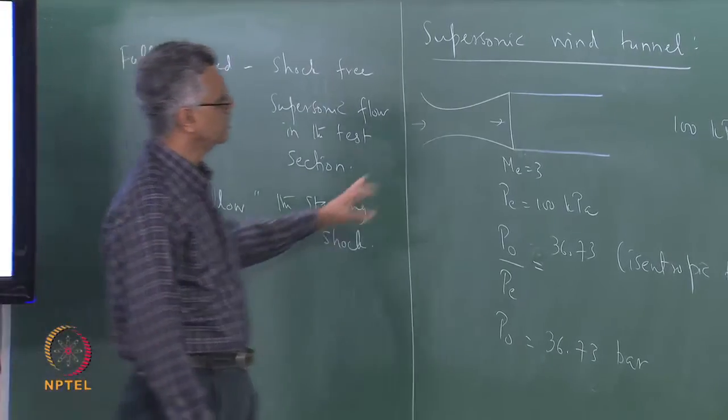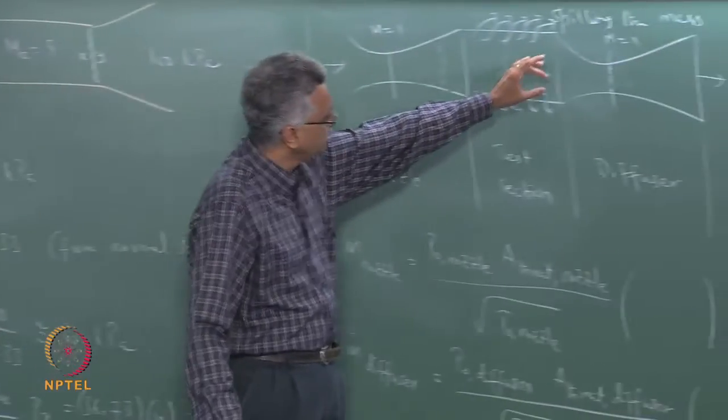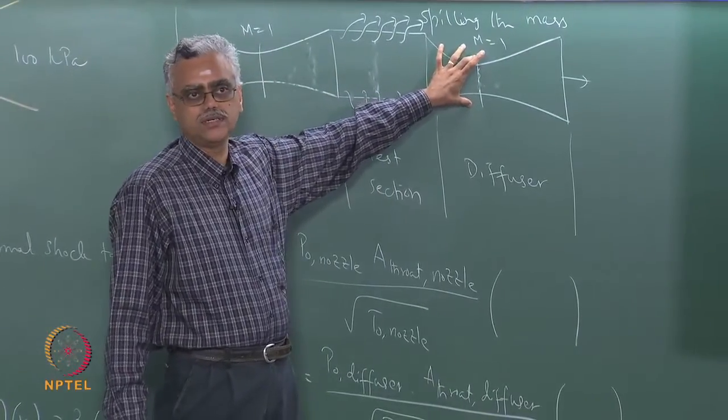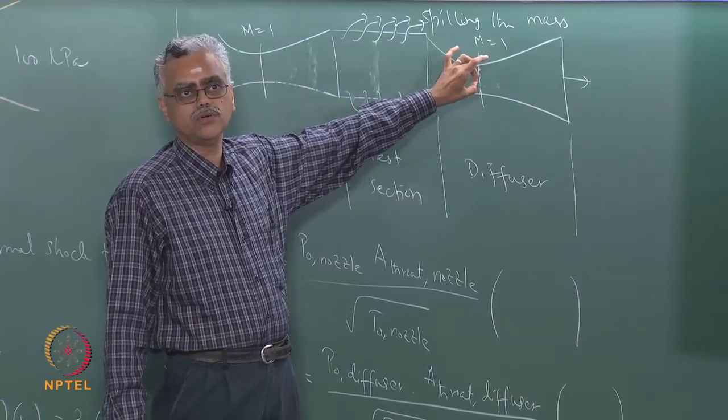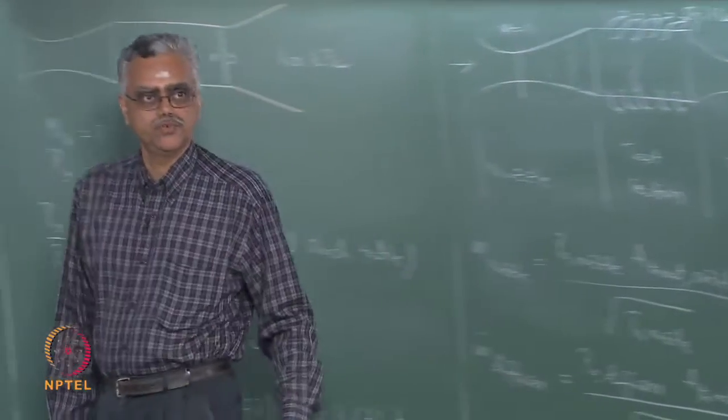What we will do now is a worked example which involves these types of ideas. How do we change the area to get the tunnel started, and then how do we bring it back for steady state operating conditions and so on, okay, for a supersonic diffuser.